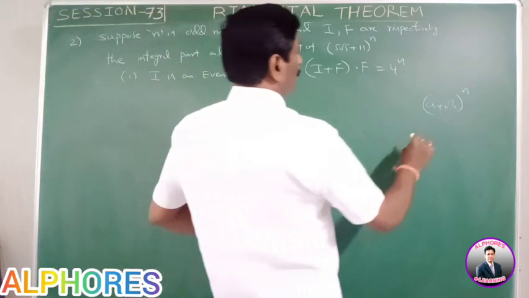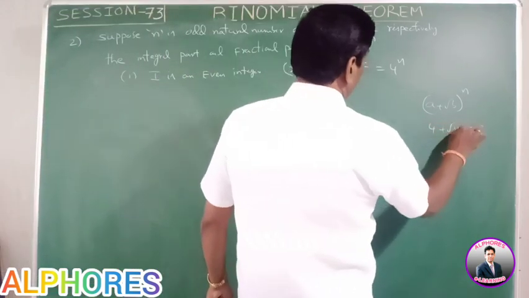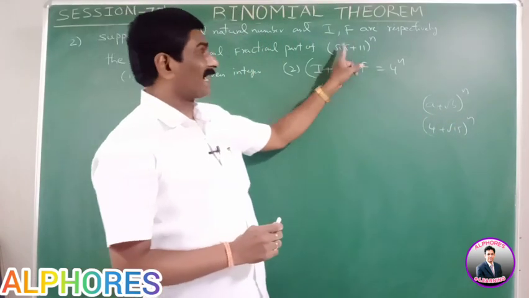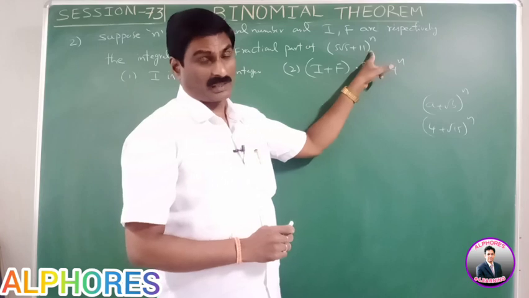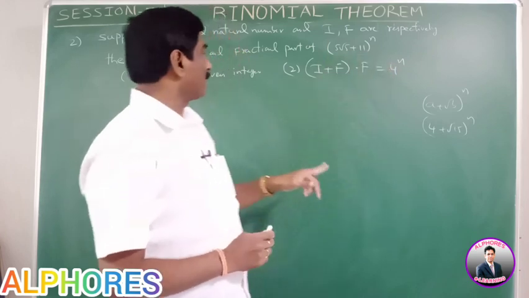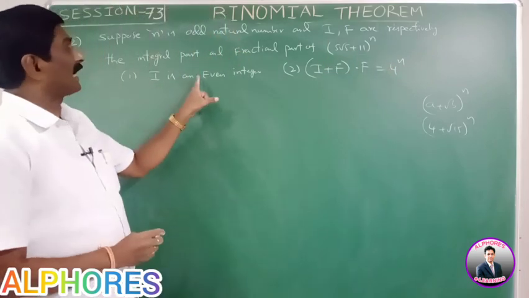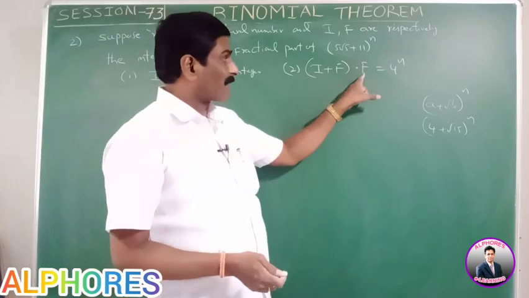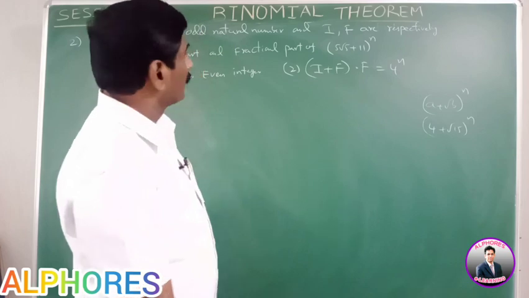And at the same time, in the previous case, (4 + √15)^n means 4 is greater than √15. But here, 5√5 is greater than 11. Please observe the difference between the two values. Then we have to prove that I is an even integer. In the previous case, I was an odd integer, and (I + f)·F is equal to 4^n. Please note the value.